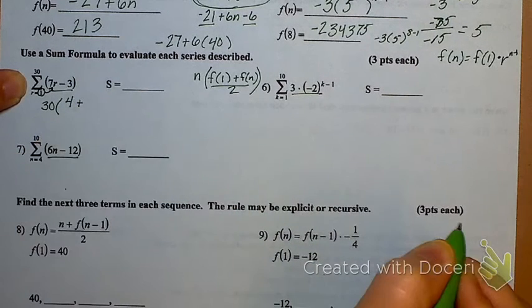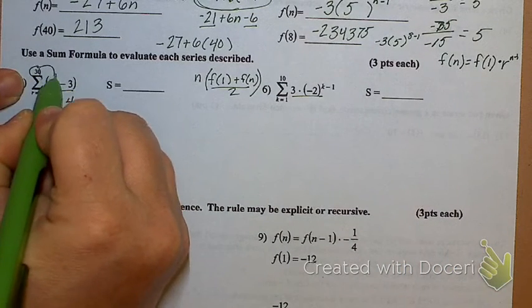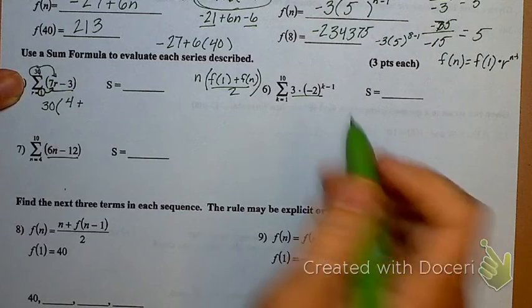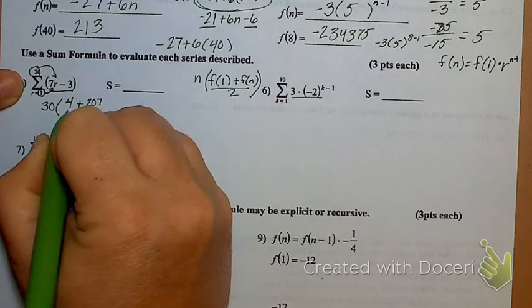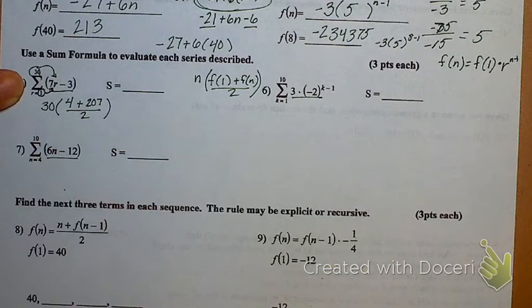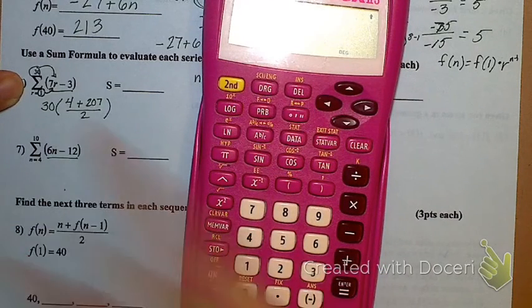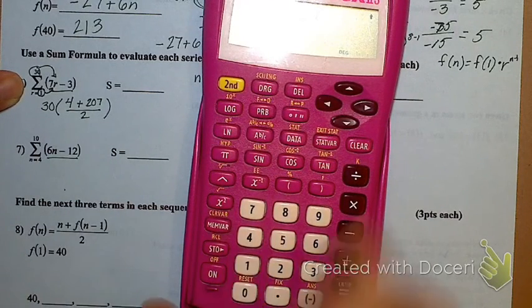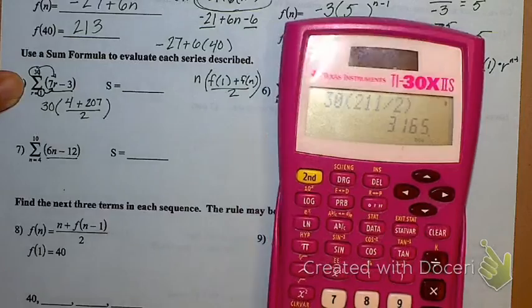How do I find the last term? Plug in 30. 7 times 30 is 210. 210 minus 3, 207. And then I'm going to divide by 2. Now I just go to my calculator, right? 30 times, what's 4 plus 207? 211 divided by 2. See what I've got plugged in there? 3165.